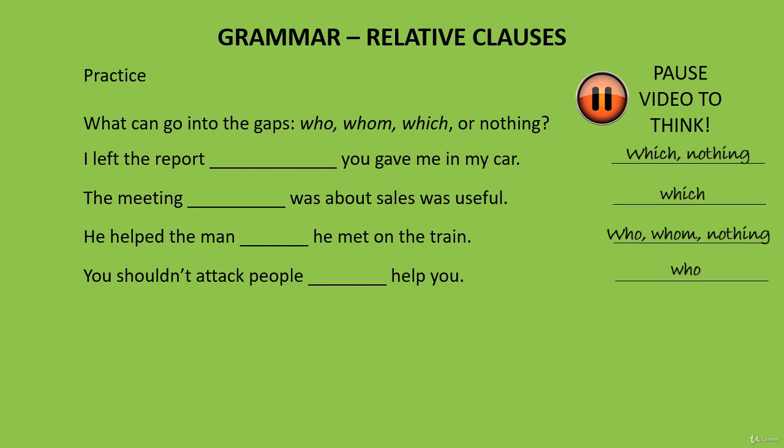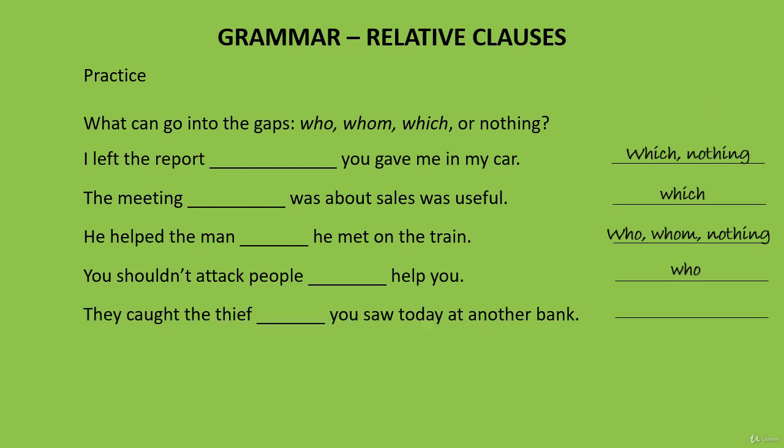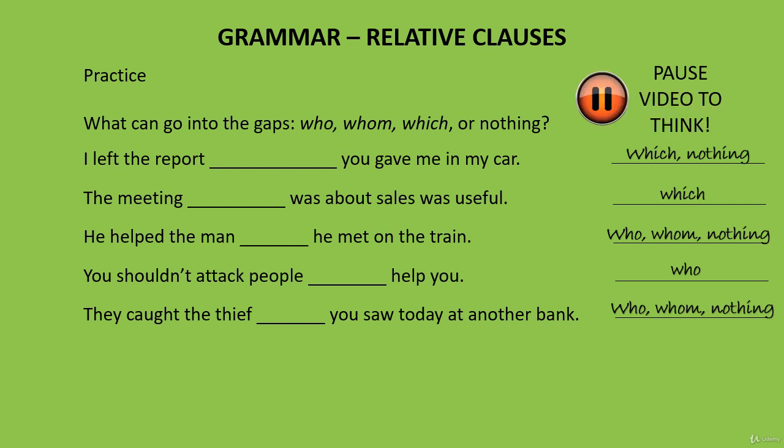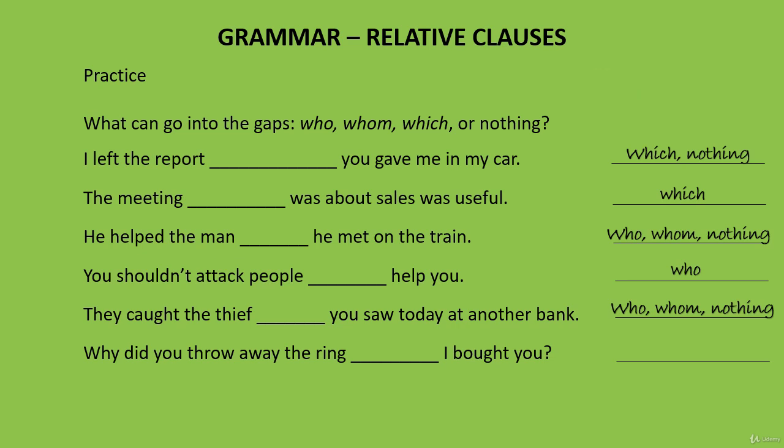Who, because it's a subject-relative clause. Who, whom, or nothing, because a thief is a person, you saw him or her, the object. Which or nothing, again it's an object-relative clause. I bought the ring, object.